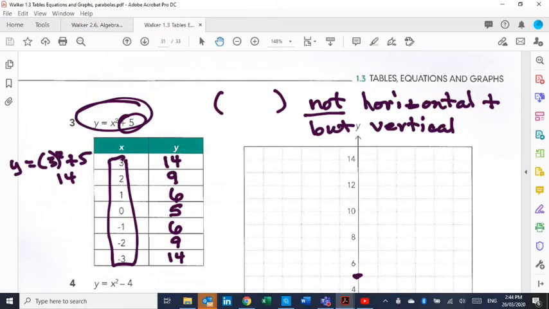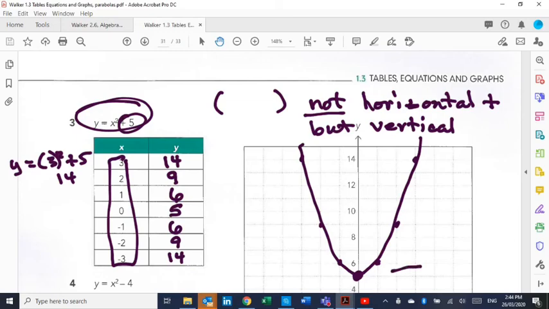Okay? Now, we've already plotted 0, 5. It's right there. 3, 14 is over 3, up 14. So right there. 2, 9, 2, up 9. 1, 6, to the right 1, up 6. Then it's just going to do exactly the same thing on the other side. So negative 1, 6. Negative 2, 9. Negative 3, 14. And you can draw your parabola.